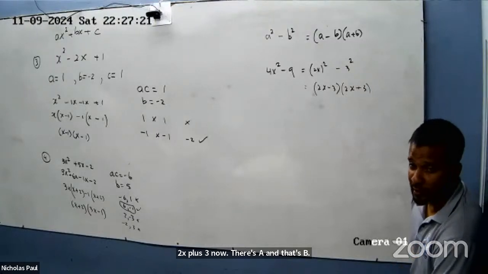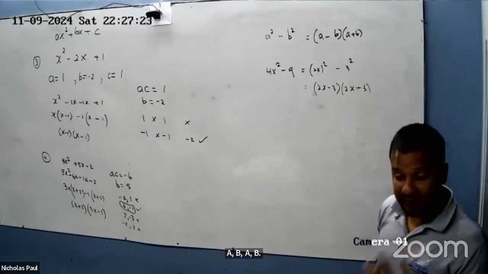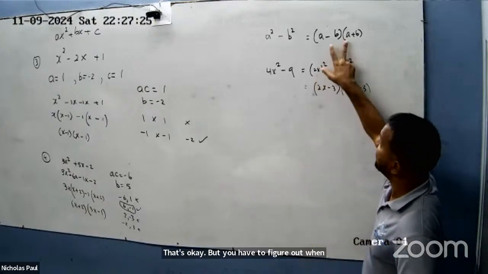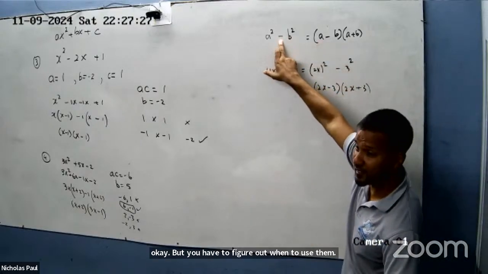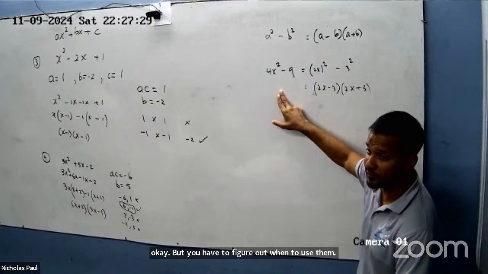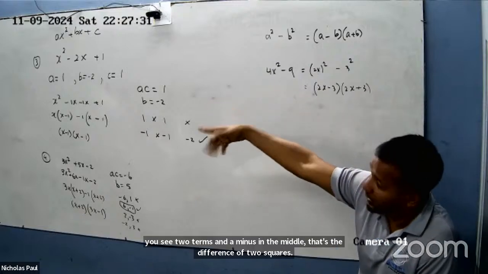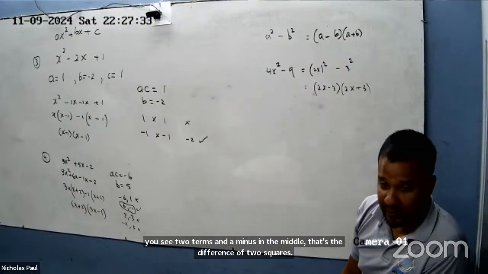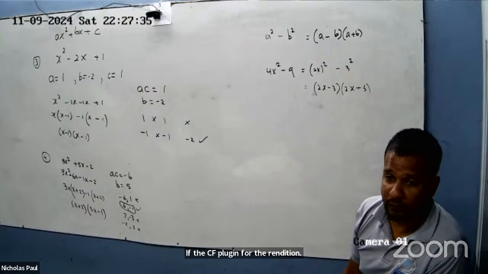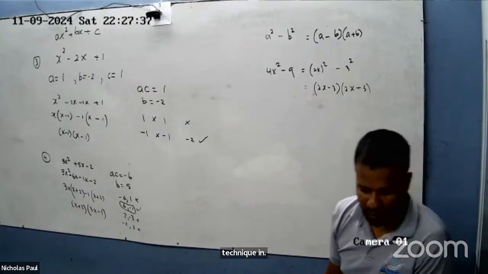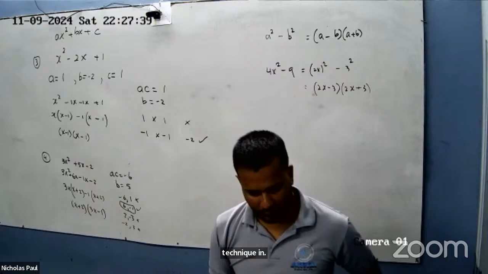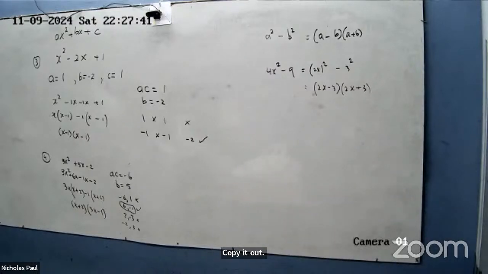That's okay? But you have to figure out now when to use that. Whenever you see two terms and a minus in the middle, that's the difference of two squares. If you see a quadratic, you follow a different technique. So okay with that? Copy it down and let's do some past paper.